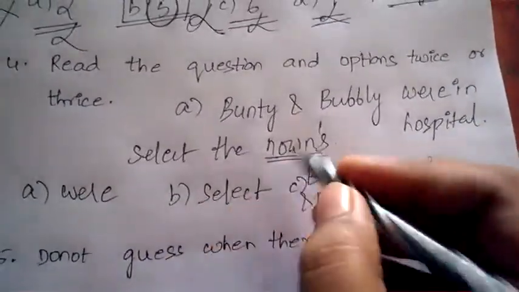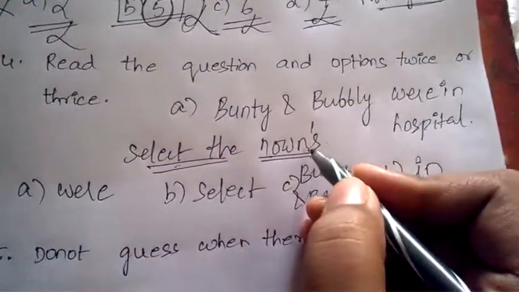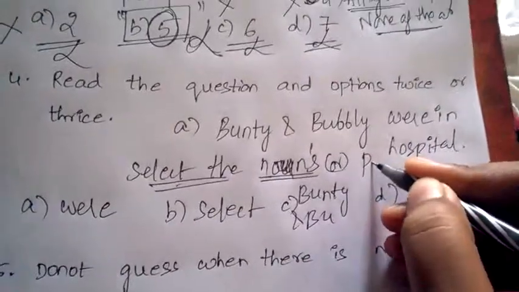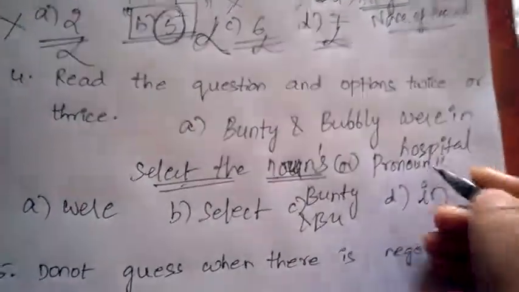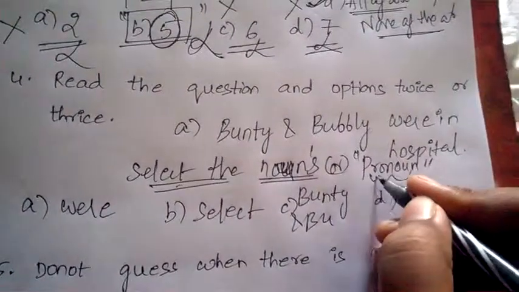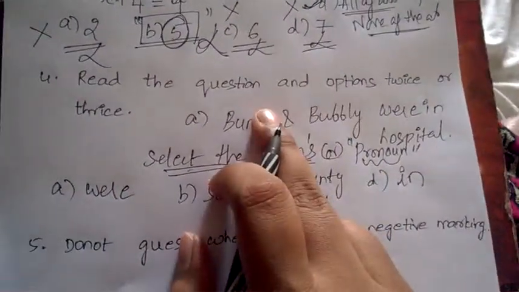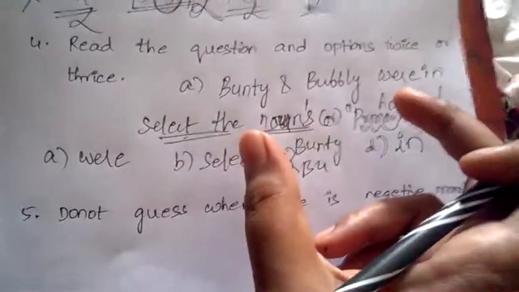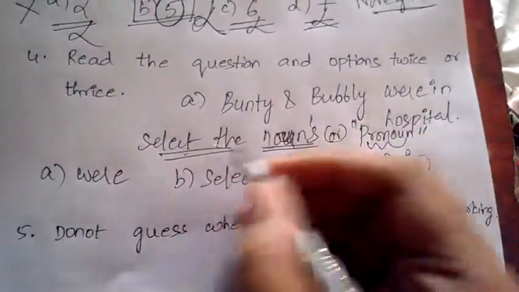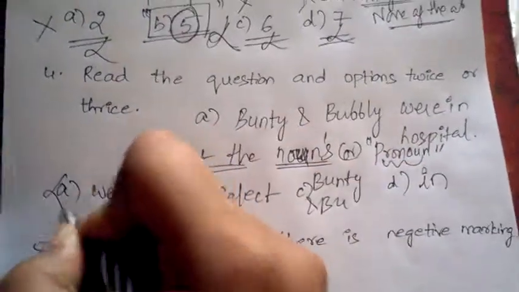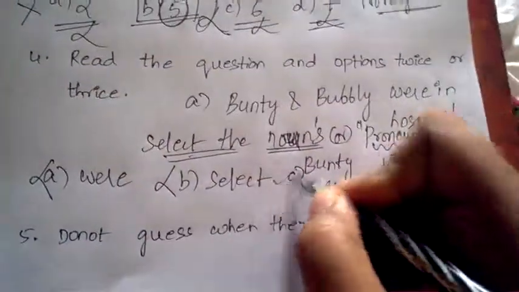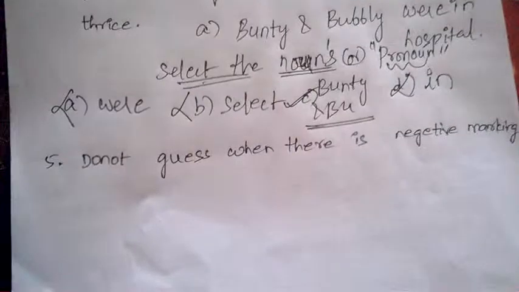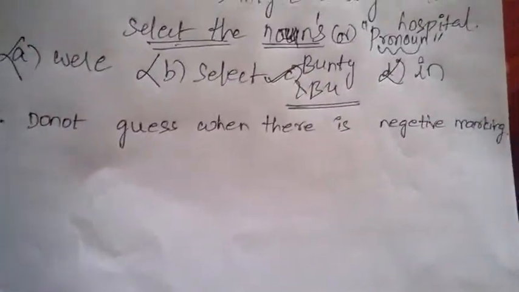Here they have given select the nouns, but sometimes they may also give select a pronoun or select a preposition. In excitement, we may miss out the word, okay? And sometimes if you repeatedly read the question two to three times, we will get an idea about the question and we can easily recognize the option. See, noun means name. So this cannot be the option, this cannot be the option, this cannot be the option, this can be the option. So just read each question and its options twice or thrice, okay? And also concentrate on time management, okay?